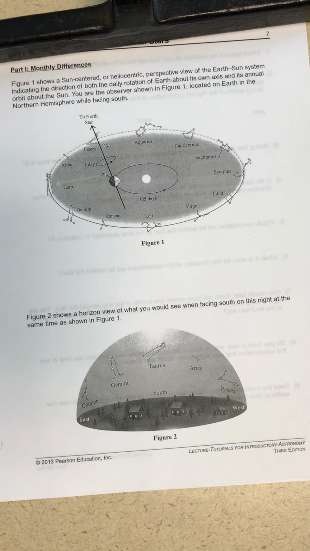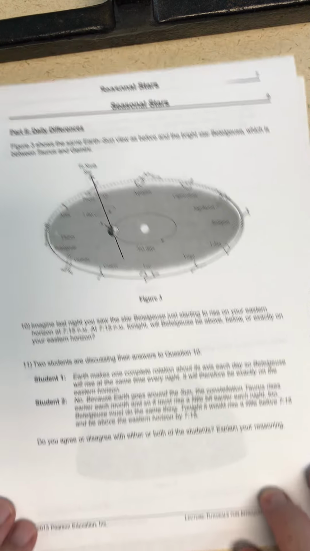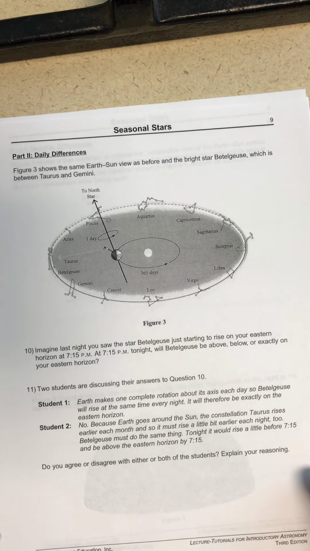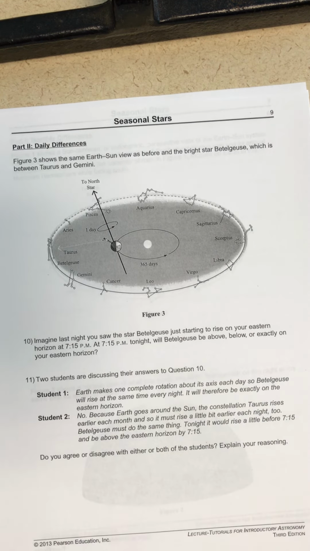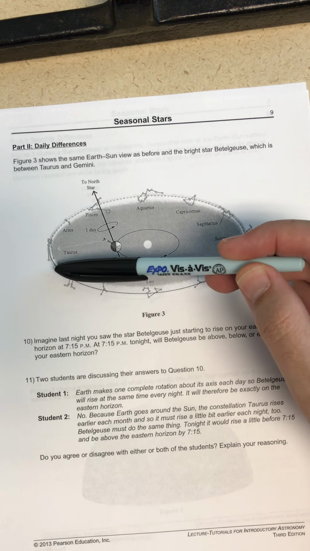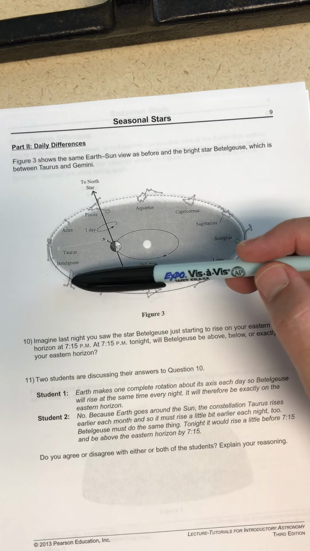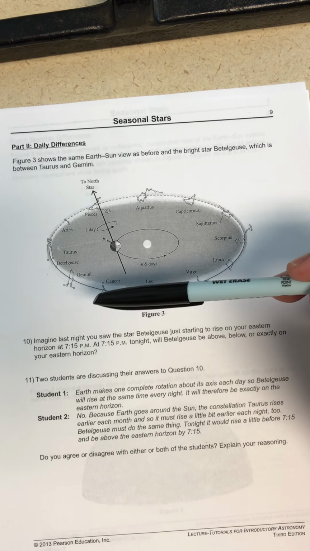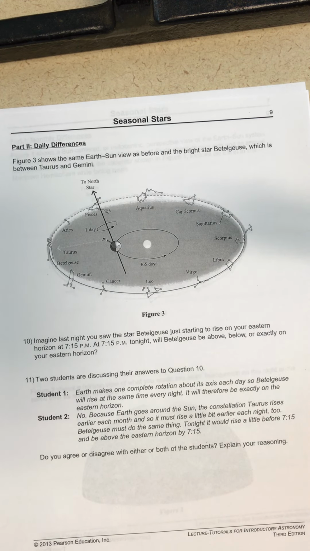So part 2, daily differences. So figure 3 shows the same Earth-Sun view as before, and the bright star Betelgeuse, which is between Taurus and Gemini. So Betelgeuse is a star in the constellation Orion. And it's right there in the winter hexagon. Orion is amidst Gemini and Taurus.